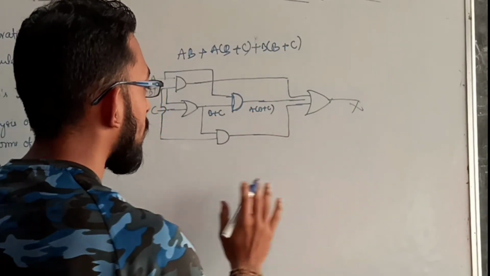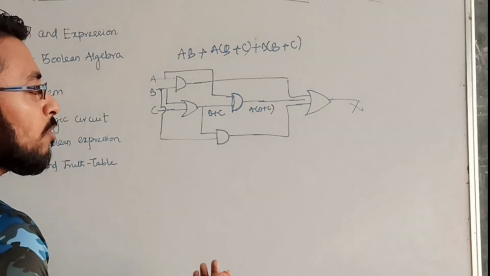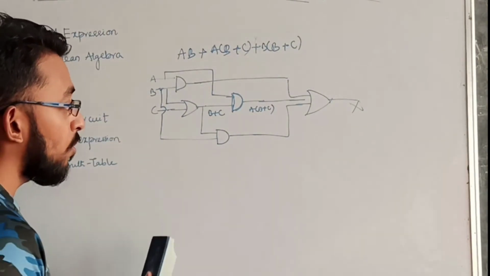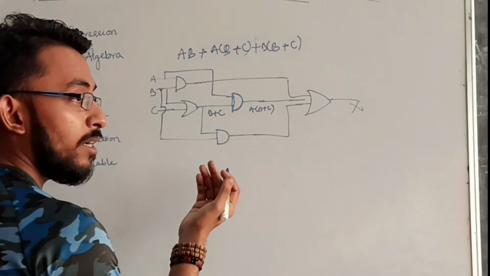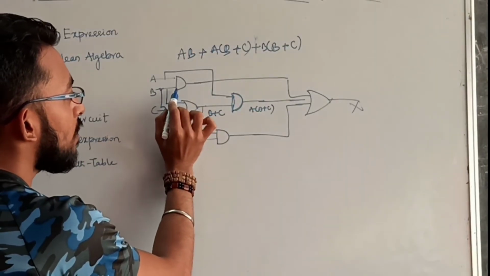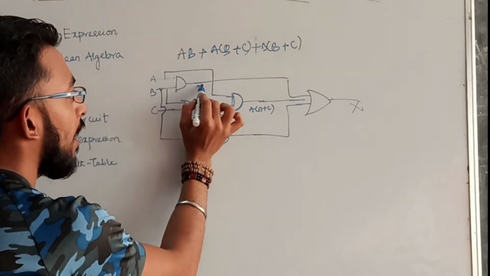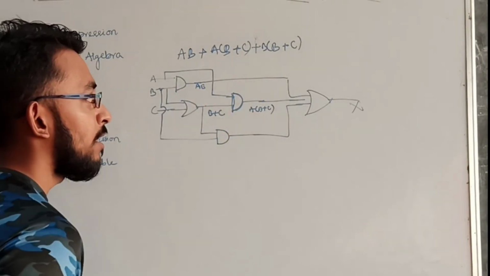Okay, that is it. Suppose you have this logic circuit. What you have to do is write the Boolean expression from this logic circuit. So how can you write? As I told you, first you have to move from left to right. From the left, suppose one AND gate is there. You have to write the output, which is nothing but A and B, I mean A dot B.